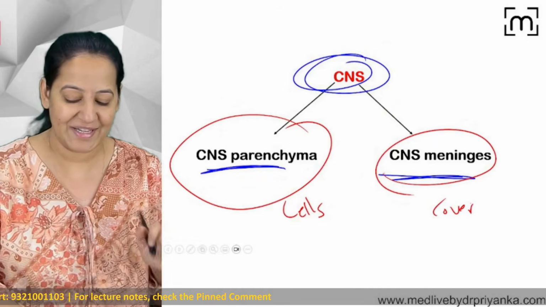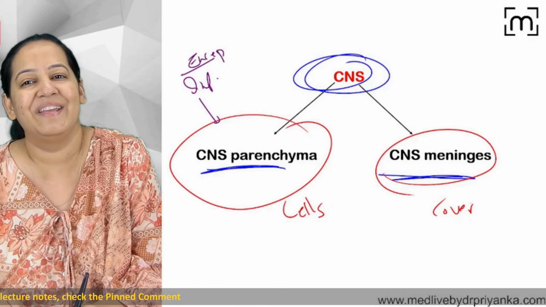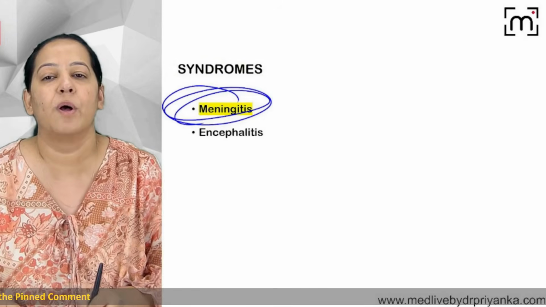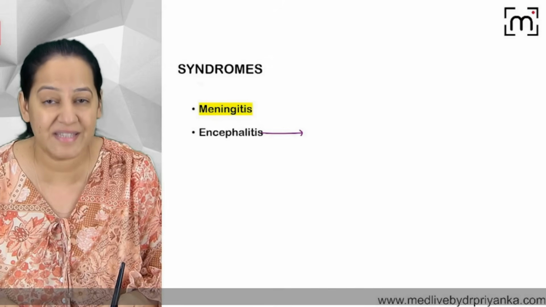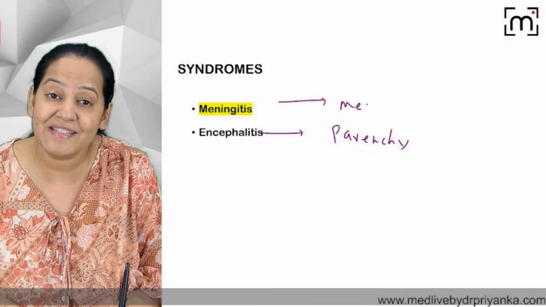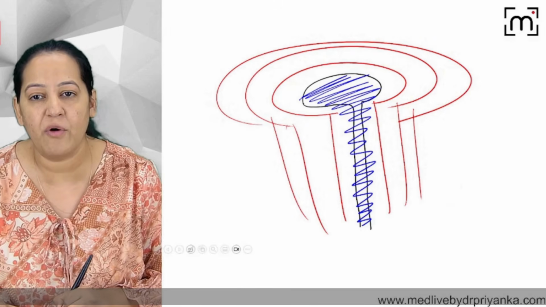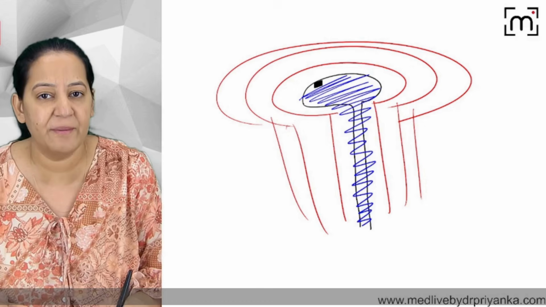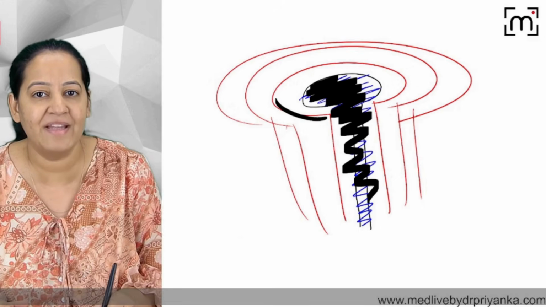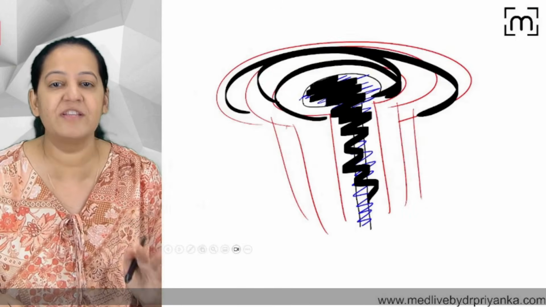Okay. So the point is that if there is inflammation in the parenchyma, it is known as encephalitis. And if there is inflammation in the meninges, it is meningitis. These are my two syndromes. What is encephalitis and what is meningitis? Encephalitis is the inflammation of CNS parenchyma. And meningitis is the inflammation of CNS meninges. You are getting my point? Have a look over here. If there is inflammation of the parenchyma, it is known as encephalitis. And if these meninges get inflamed, it's meningitis. These are the two syndromes. I hope you got the difference between the two.